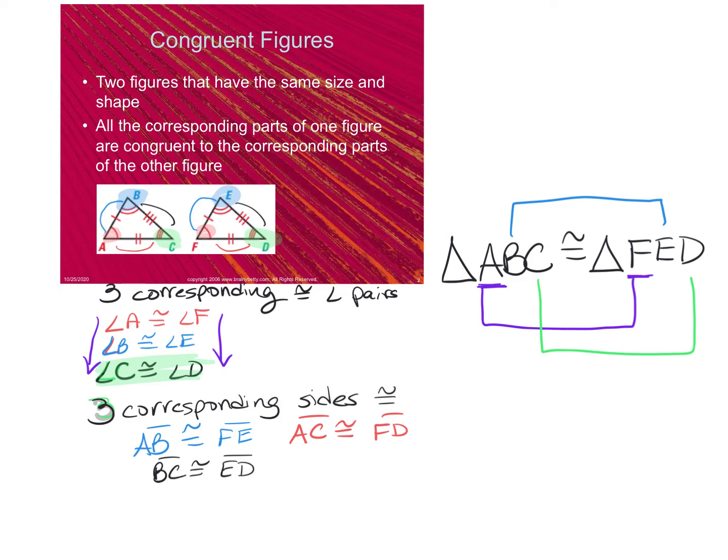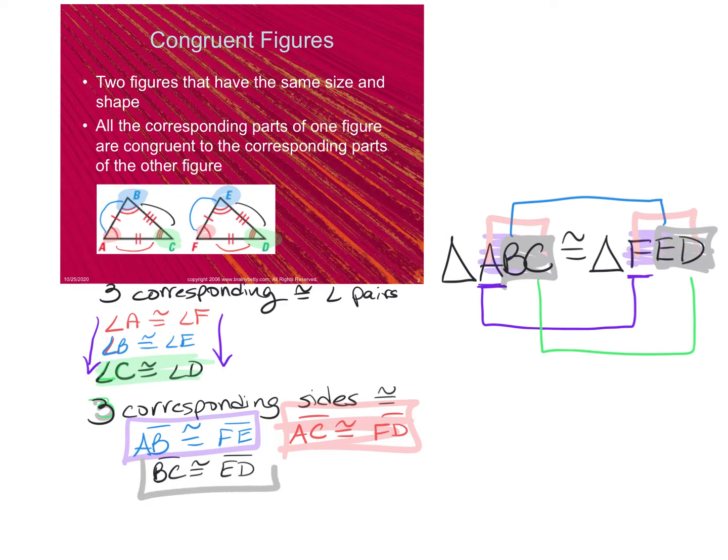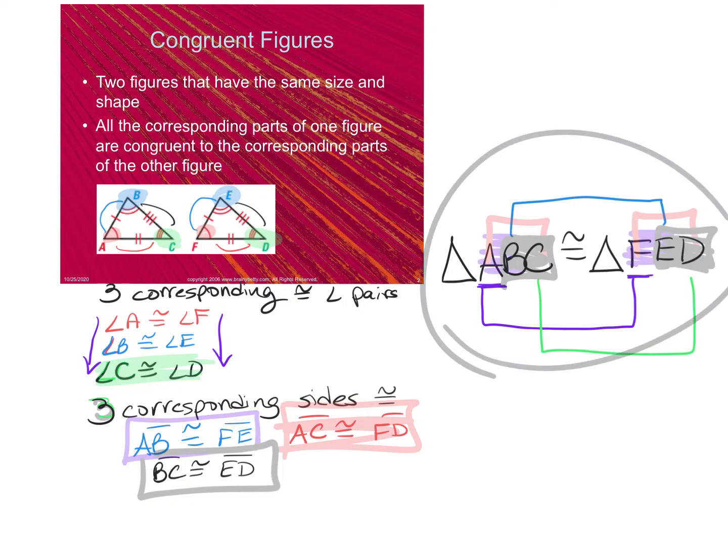So for example, notice the first two letters here, AB, they're going to match with the first two letters here, the FE, which was what this statement right here was. And then if you look at the AC, that's the first and the last letter, and it's going to match with the first and the last letter here, which was this statement. And then finally, these two, the BC, the second and the third letter, match with the second and the third letter here, which was this statement. So by just being given this, we can find all of the six corresponding parts.